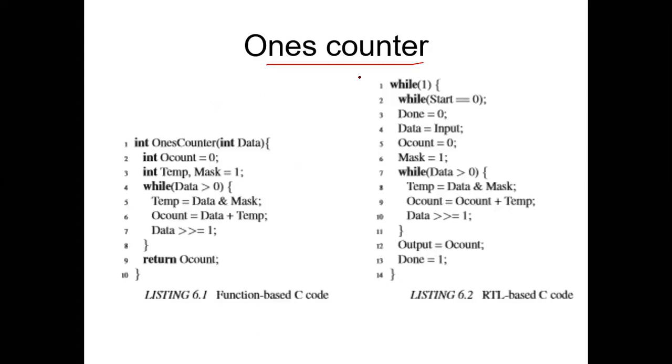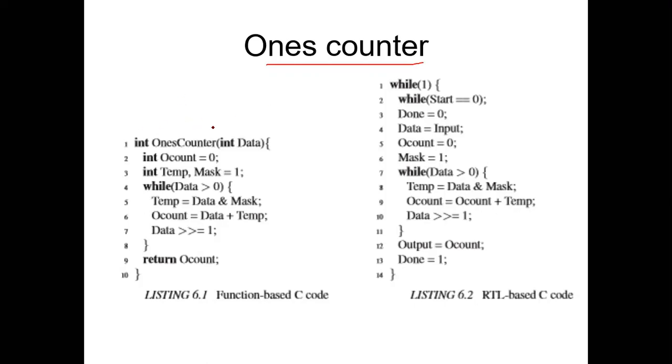Ones counter means a simple thing. If you have a data input, you have to count the number of ones in that particular data. That's what we call a ones counter. Okay, you have an input data, it is binary data, it will have zeros and ones. You have to count the number of ones in that particular data. That is what we call a ones counter.